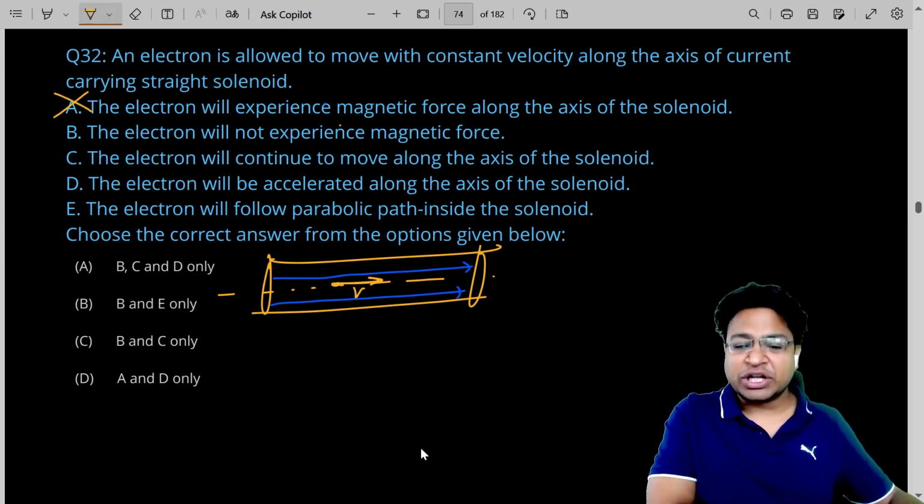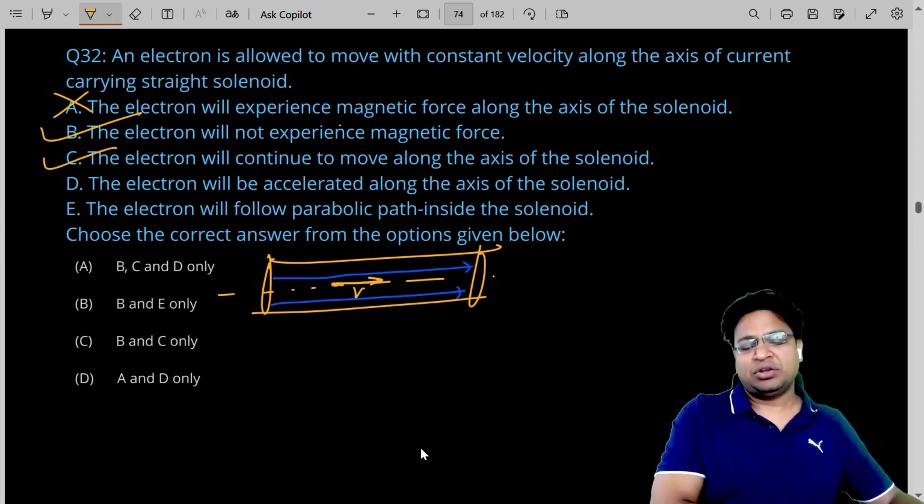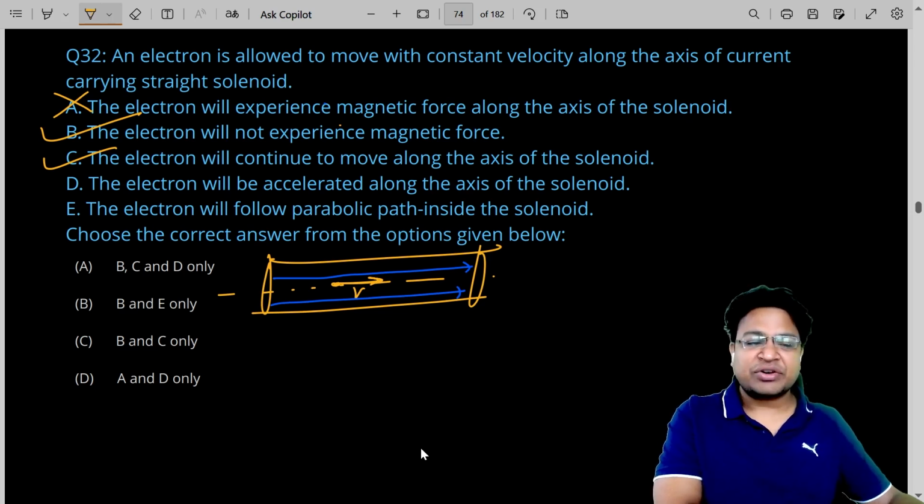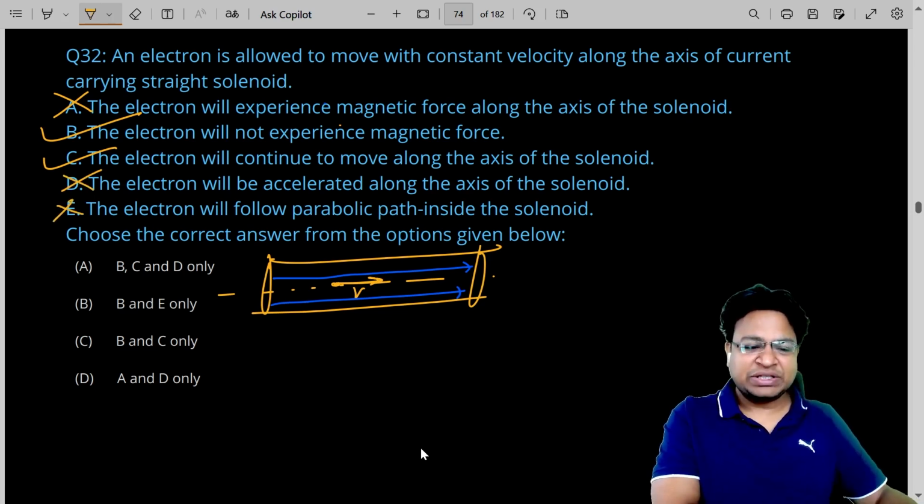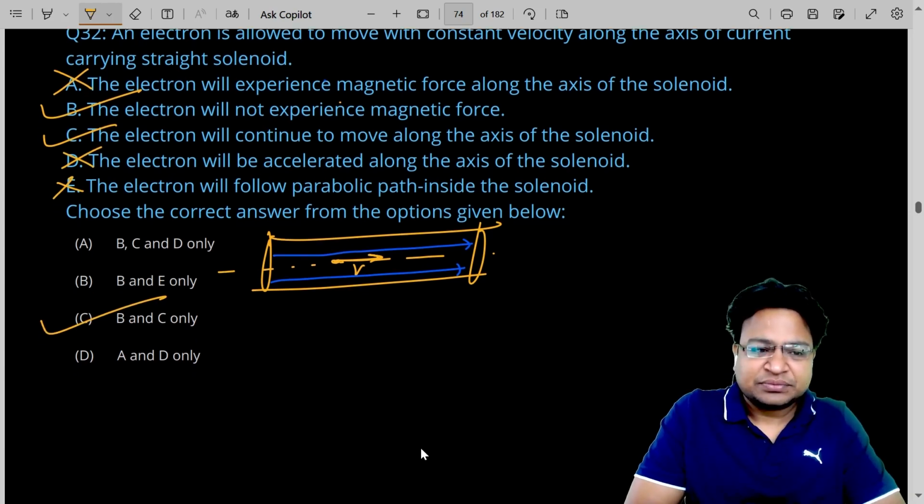The electron will not experience magnetic force. This is correct. The electron will continue to move along the axis of the solenoid. Again, this is correct. There is no force, so the electron will just continue to move with a constant velocity in the same direction. The electron will be accelerated. That is wrong. The electron will follow a parabolic path. That is again wrong. So only B and C are correct. So option C would be the right one.